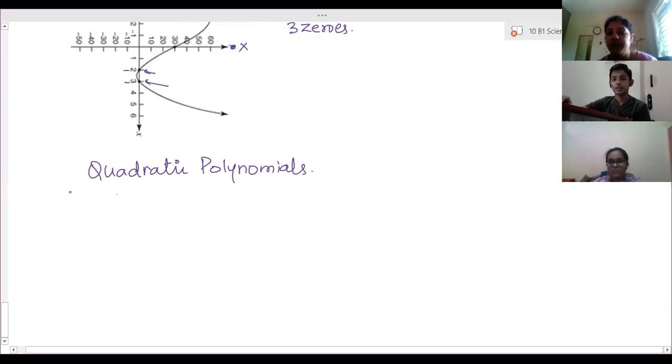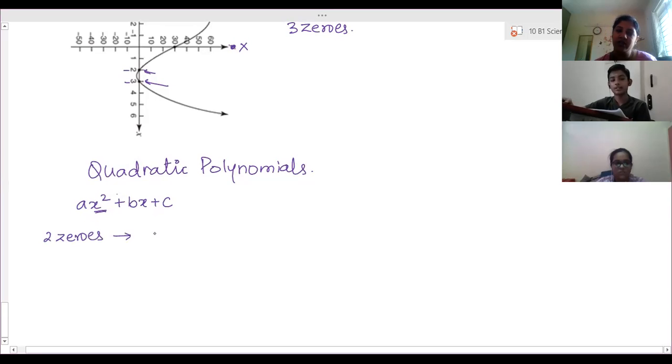So we have to start with the quadratic polynomial. In this chapter, there are three parts: quadratic polynomial, cubic polynomial, and division algorithm. In the quadratic polynomial, we have to find the relation between the zeros of the polynomial and the coefficients of the variable. A polynomial is written as ax square plus bx plus c. This is a quadratic polynomial, where the maximum power of x is 2. So it has at most 2 zeros.